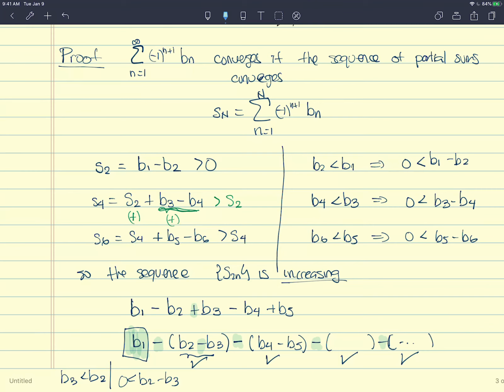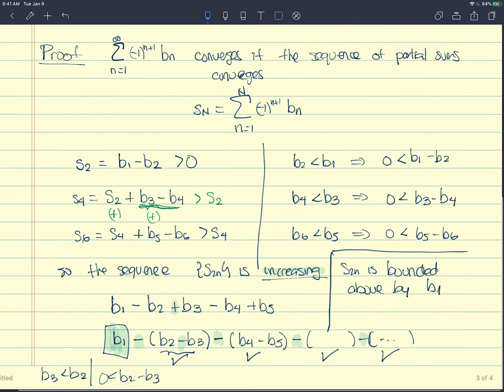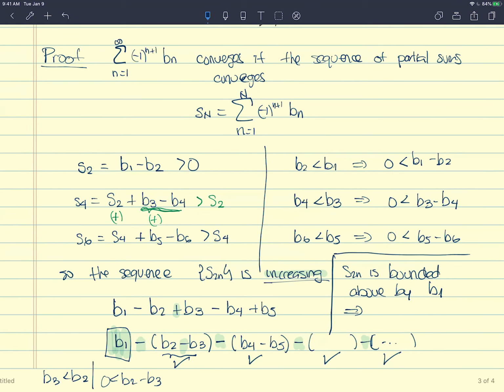So there you go. The sequence is increasing. I'm going to change the page a little bit right here, sorry. S2n is bounded above by B1. So there you go. So that's all we need to say that the series converges. Okay, so we proved this from scratch, and we're done.